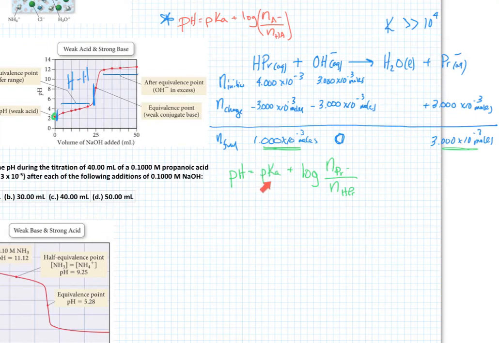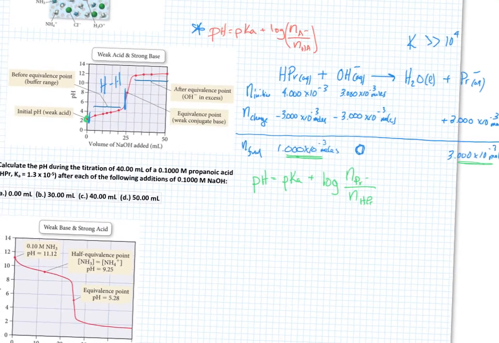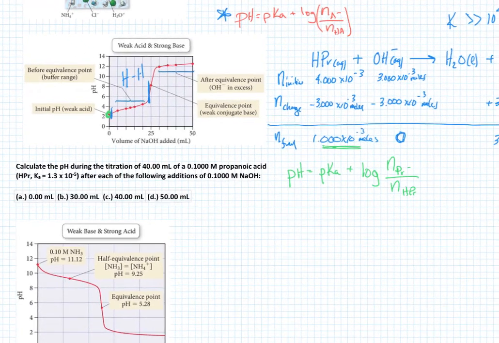We don't have the pKa yet, but we do have the Ka from the problem. Right? The Ka from the problem is 1.3 times 10 to the minus 5. So that's the first thing we need to do. So the pKa is going to equal negative the log of the Ka. So that's going to equal minus log of 1.3 times 10 to the minus 5. Or in other words, the pKa is equal to 4.89.